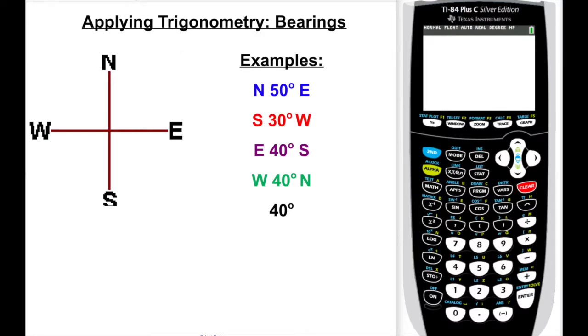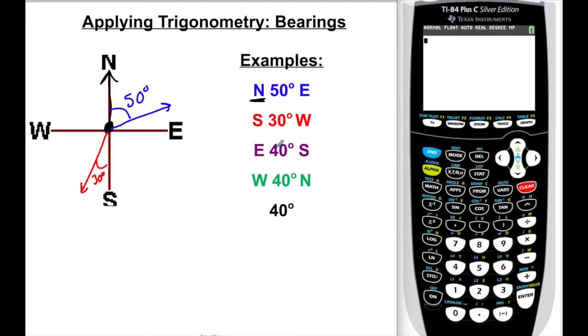All right, so just to recap, just remember, the first letter is where we start by looking. So if I'm standing here, I'm looking north, and then what happens is I turn east by 50 degrees. Okay, so that looks something like this. So I'm 50 degrees east of north. Okay, similarly, I could be 30 degrees west of south, right? That would be the red one.